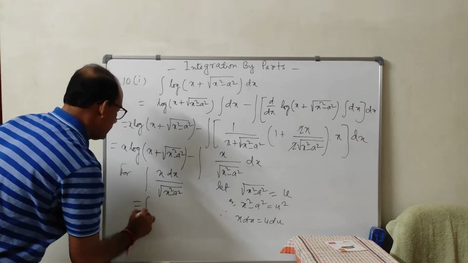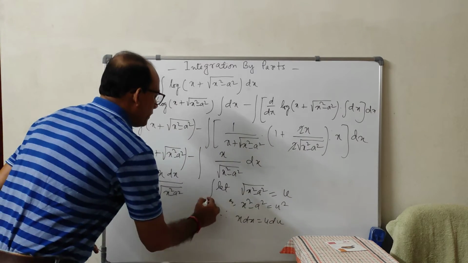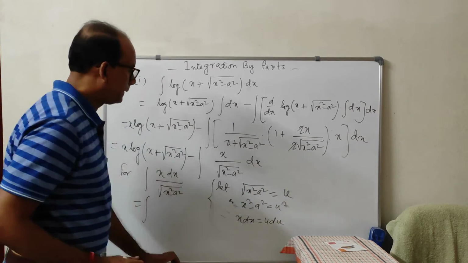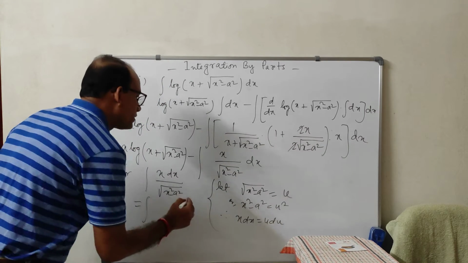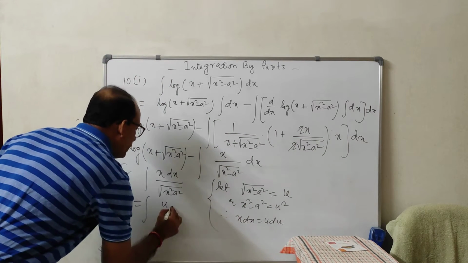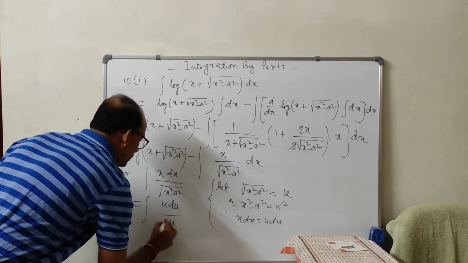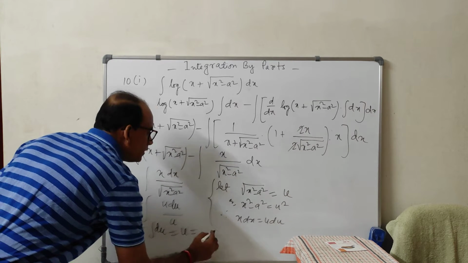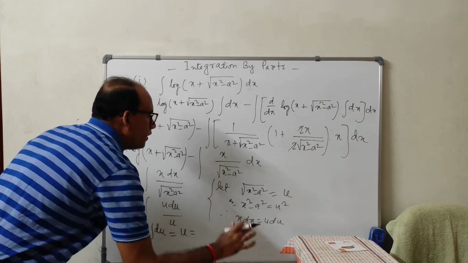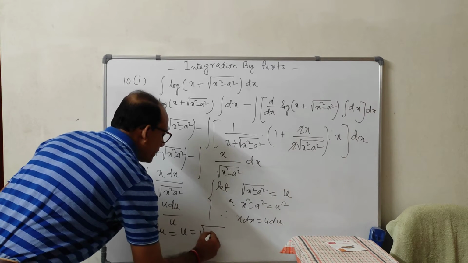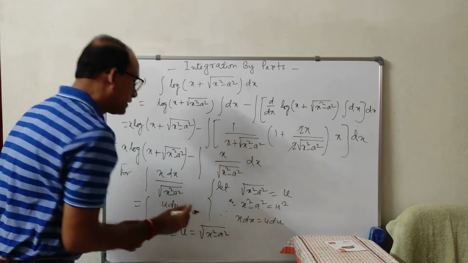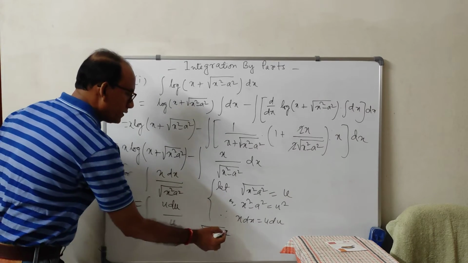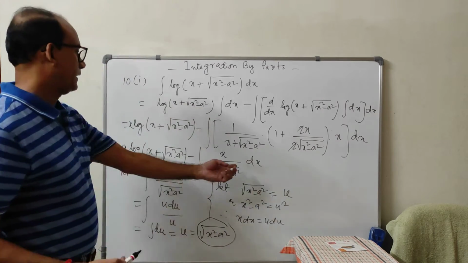So this is a very simple task of substitution. x dx is u du by u. There is integration du, which is u. That means root over of x square minus s square. So just put these things here.